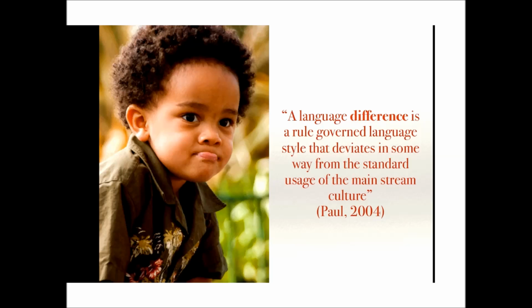So, a language difference. A language difference is a rule-governed language style that deviates in some way from the standard usage of the mainstream culture. An accent or a dialect, for example, is simply a difference, not a disorder. And in EI, and in many settings, but in EI in particular, we often see children who are exposed to more than one language. So differences can also occur in acquisition or use of the English language. For example, a child whose primary language is Spanish and is referred to EI for a speech and language evaluation.